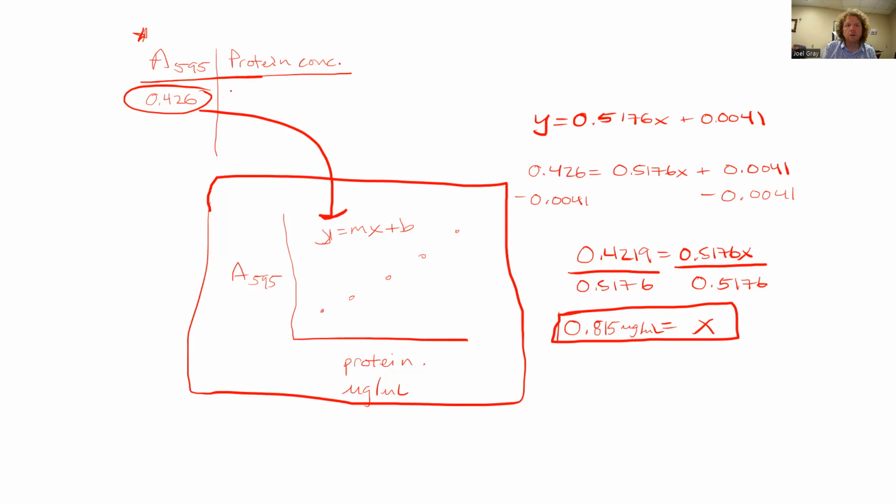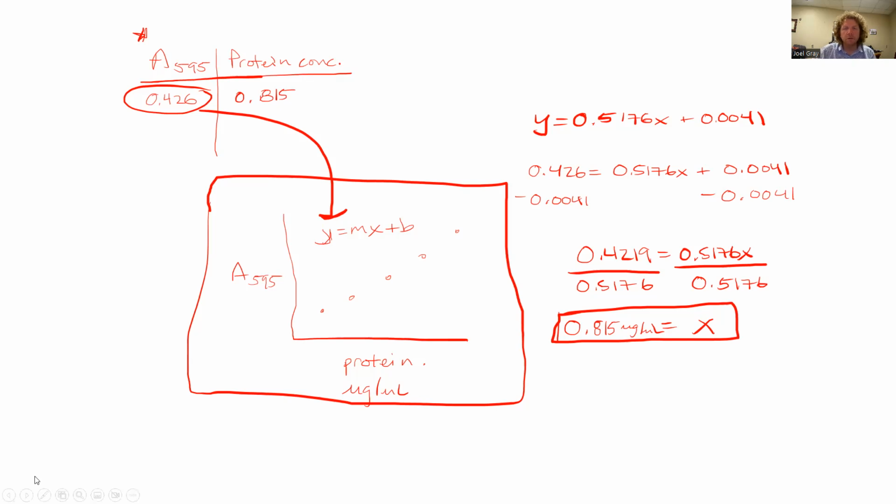So I'd write in 0.815. Your values might vary quite considerably. It all depends on what your equation for your line of best fit is. All that you need to do, and you can automate this with Excel, is plug in the A595 value for that y and solve for x. You can manipulate Excel to solve for x for every single one of those columns, and that will give you a sense of how much protein is in each one of those samples, or what the concentration for each one of those samples is.